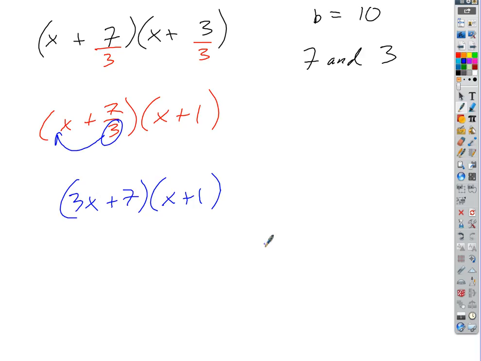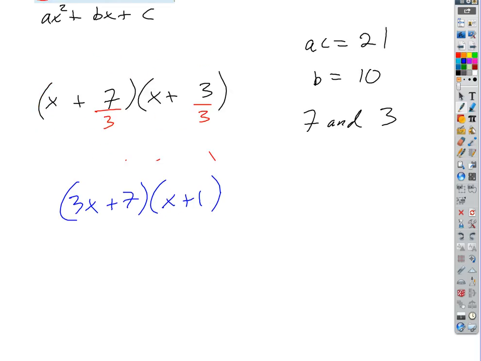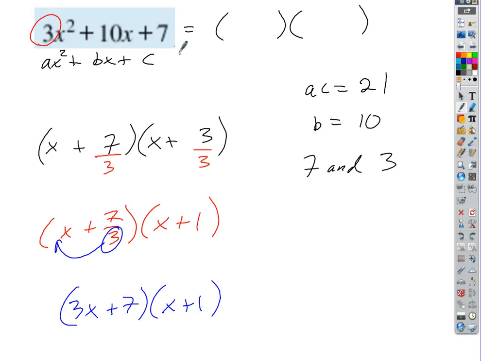On a test, how could I check and see if I'm right? Just distribute it, right? Distribute the 3x to both terms, distribute the 7 to both terms, add up all the like terms, and I should get that, right? If I don't, I made a mistake. So you could know if you got this one right before you ever turn it in, by just undoing your work, right? Just distribute it. Okay? That's it.